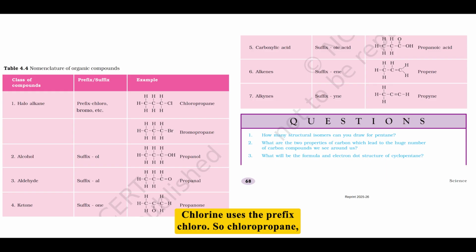Okay, let's try a few more using propane, 3 carbons, as the base. With a chlorine: chlorine uses the prefix chloro. So chloropropane. You'd also need a number to say where the chlorine is if the chain was longer, but let's keep it simple for now.